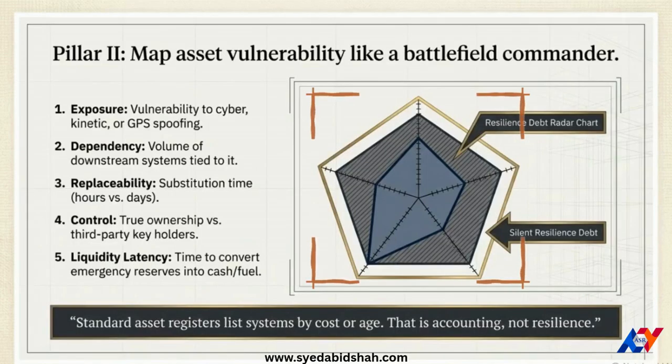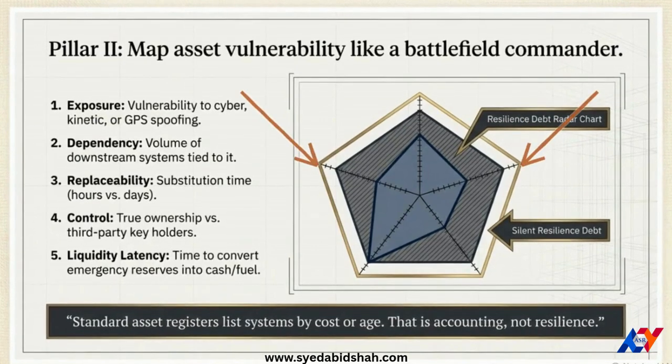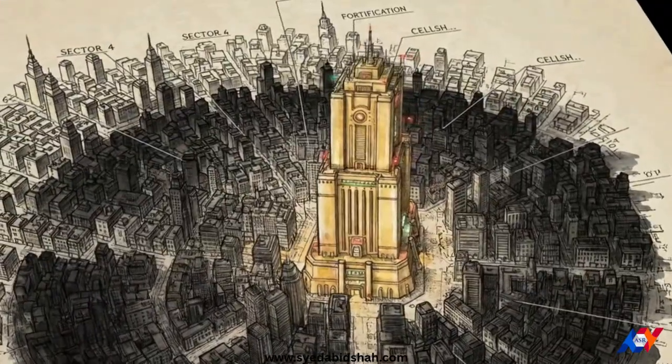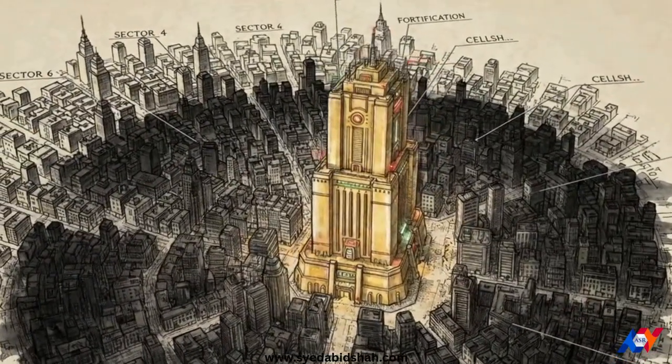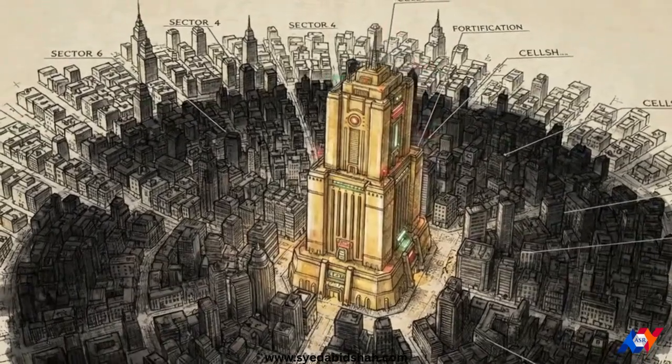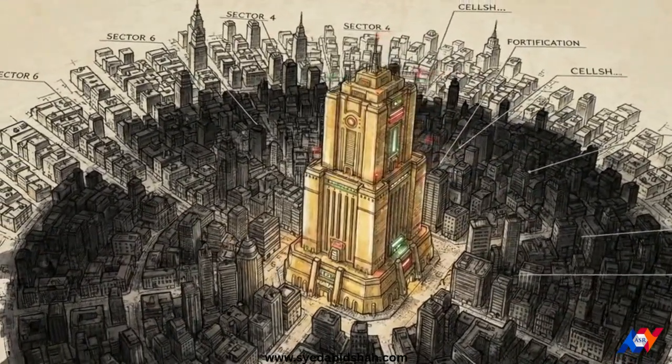This radar chart maps the 5 metrics of silent resilience debt. Standard asset registers are insufficient for this. You must map vulnerabilities based on system dependency, replaceability, control, and liquidity latency. Discovering these structural deficits during a blackout is fatal. They must be mapped and remediated now to ensure command and continuity during a crisis.